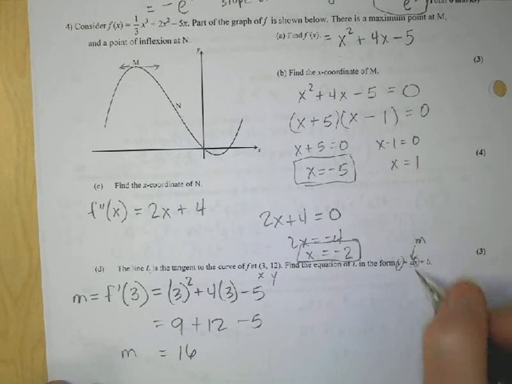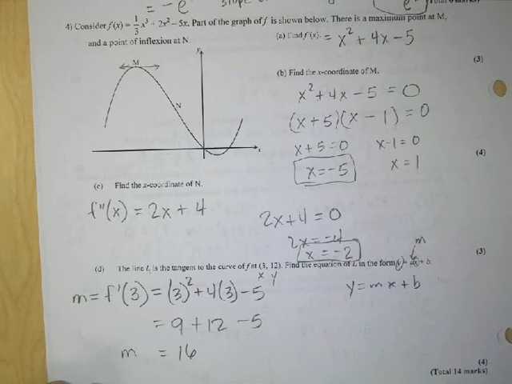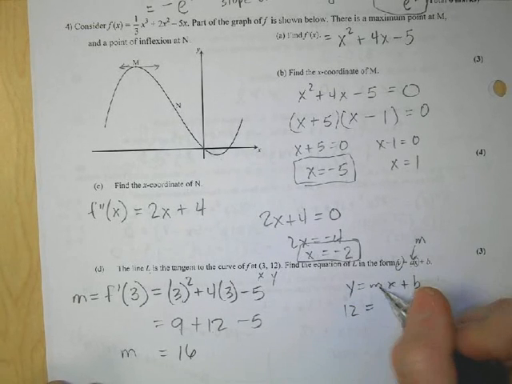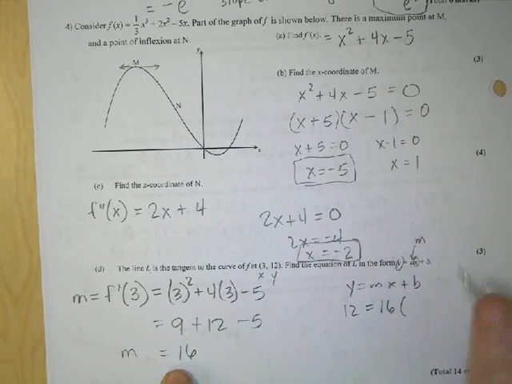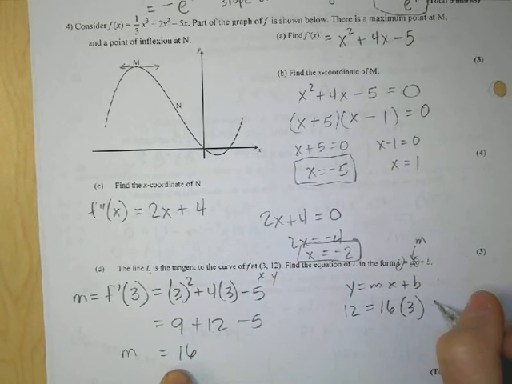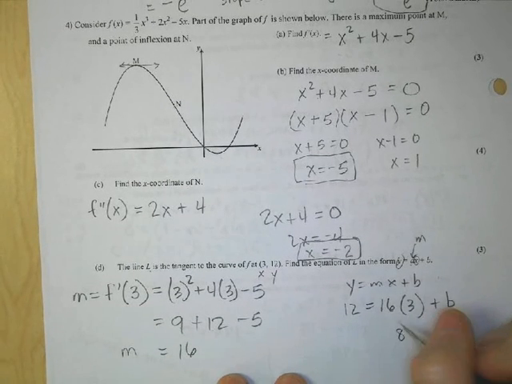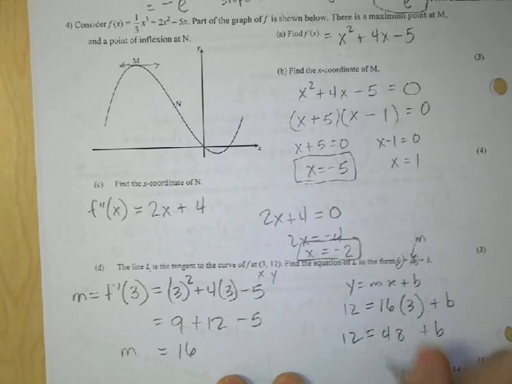So I'm going to use my y equals mx plus b. I'm not going to use a. I don't care about a. So my y is 12. I found my slope using my gradient function. That's 16. My x is 3, plus b. 3 times 16, that's 48. Subtract 48 from both sides, and I get -36.